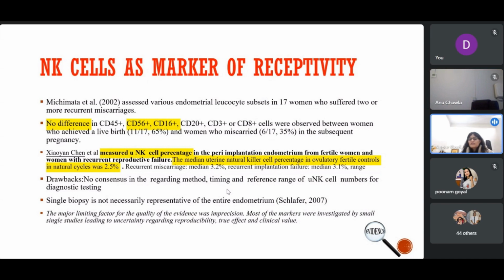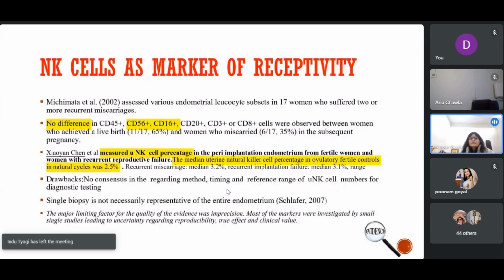Chen et al. actually found a percentage, because we need to have a number for the percentage at which it becomes abnormal. They calculated a percentage and found that in fertile controls it is approximately 2.5%. And the median levels for recurrent miscarriage were 3.2%, and for recurrent implantation failure it was 3.1%. So this was a single study which calculated the percentage, and more studies need to be done to find out the cutoff. There is no consensus regarding the method, timing, or reference range, and a single biopsy is not always representative of the entire endometrium.